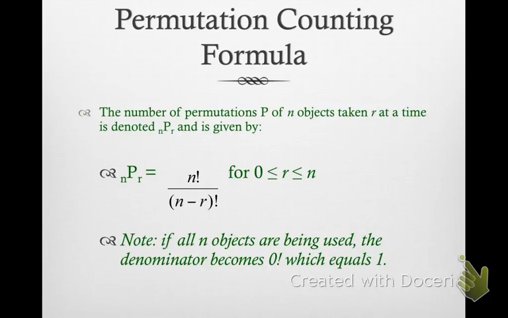Here's the important parts. N objects taken R at a time. This part can get tricky. And then here's our formula. And I want you to know that 0 factorial equals 1. So pause and make some notes of that.